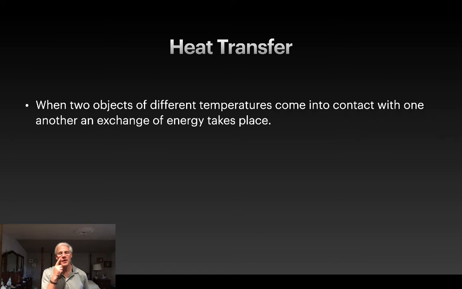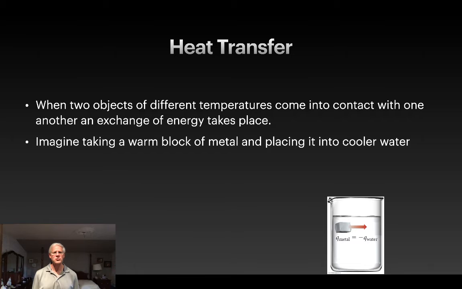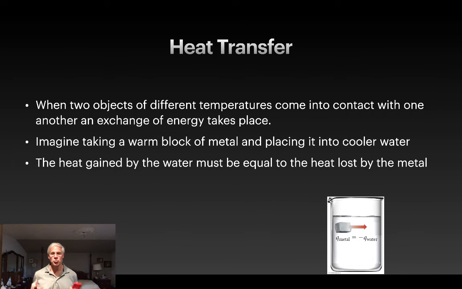Now we can also have heat transfer. We talked about this a little bit ago. If you have two objects together and they're of different temperatures, you're going to have heat flow from the higher energy to the lower energy. So you're always going to have that exchange of energy taking place if they have different temperatures. I want you to imagine taking a warm block of metal and placing it into cold water. The metal is really warm, so it's going to lose heat to the water, and the water is going to warm up a little bit. The metal is going to cool down until the metal and the water are exactly the same temperature.